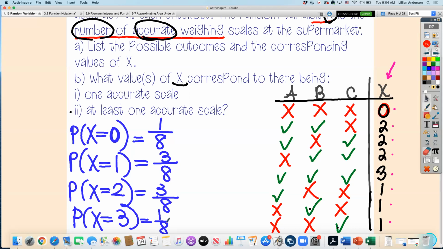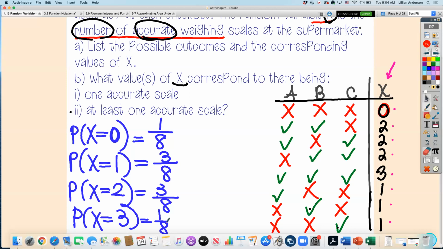The second one says that the sum of all your probabilities should add up to equal 1. Well, 1/8 plus 3/8 plus 3/8 plus 1/8. They all have the same denominator, so I just add the numerators. 1 plus 3 plus 3 plus 1. Does that give me 8? 8 out of 8, that's equal to 1. Together, this represents a probability distribution, okay?